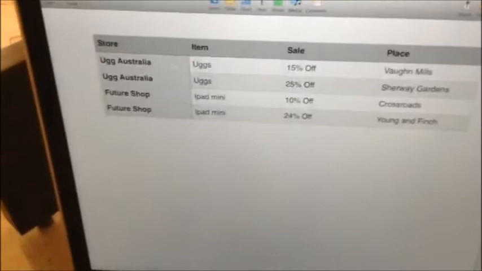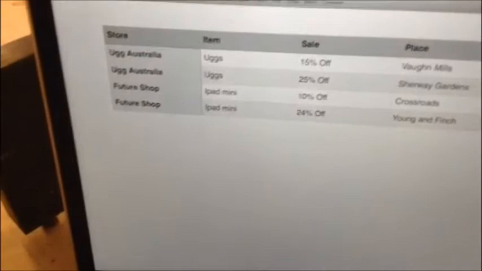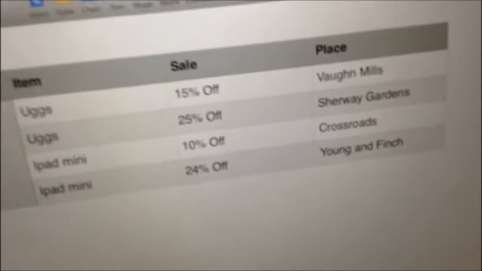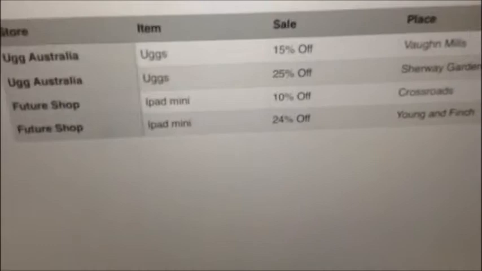Hey guys, so today I'll be showing you different sales at different stores but on the same item. It may sound confusing now, but as I'm explaining it, you'll understand. So as we can see here, Uggs were on sale for 15% off at Ugg Australia in Bon Mills, and then the same ones were on sale at Ugg Australia for 25% off but at Sherway Gardens. And between that, there's a 10% difference on sale. So basically I'm just comparing sale prices.